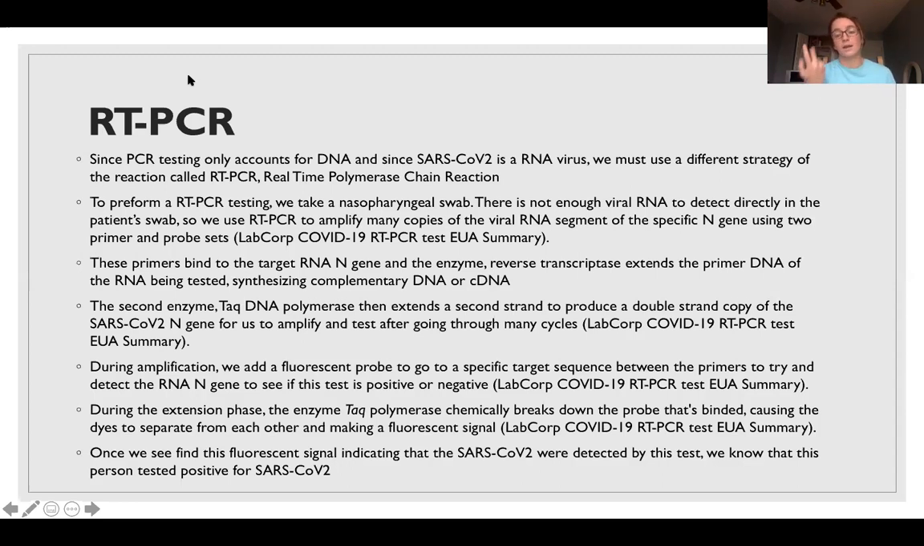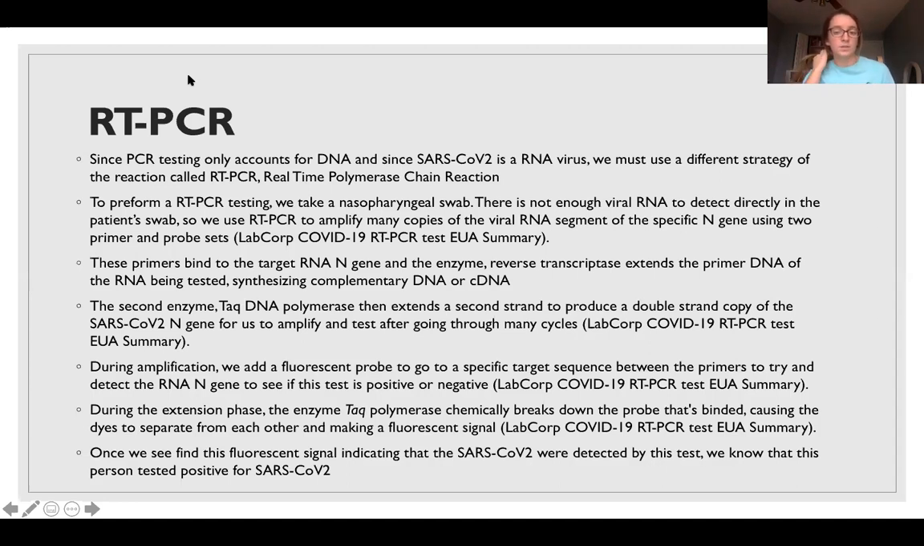So we know that there is not enough viral DNA to detect directly in the patient's swab, so we use RT-PCR to amplify many copies of this viral RNA segment of the specific N gene using 2 primer and 2 probe sets. So these primers bind to the target RNA N gene, which is similar to the DNA primers that bound to the DNA strands after the hydrogen bonds were boiled off.